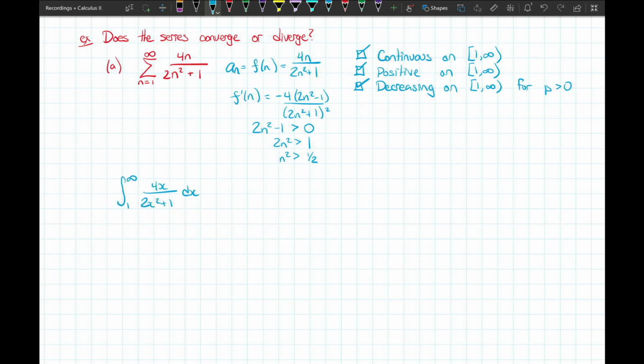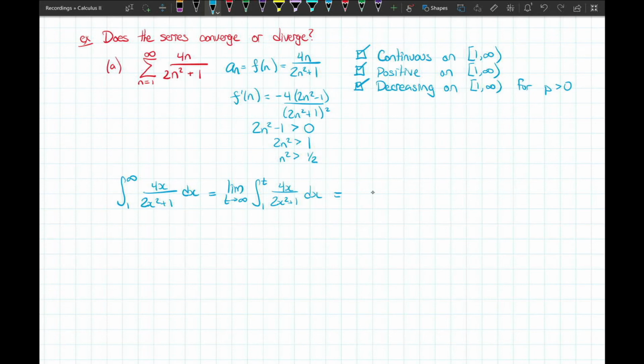Now don't forget that this is an improper integral, so we replace infinity with t and take the limit as t goes to infinity. Now this is set up very nicely to do a substitution where u would equal 2x squared plus 1 and du would equal 4x dx. That would get us the integral of 1 over u du. I'm going to skip that little substitution here because I know that the antiderivative of 1 over u is the natural logarithm of the absolute value of u.